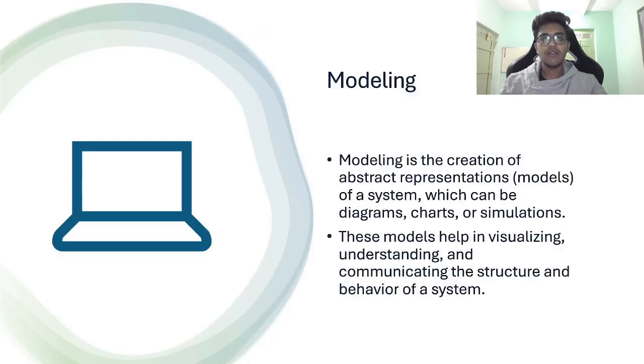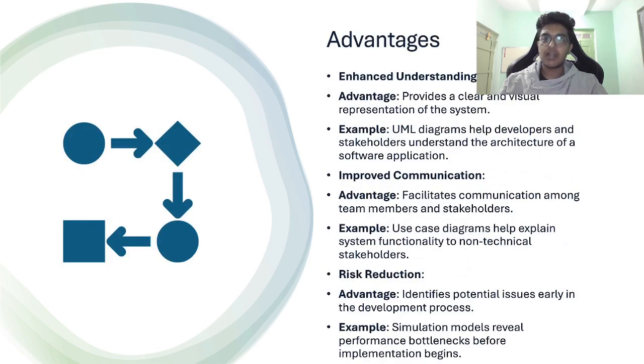So, moving on, we have modeling now. Modeling is the creation of abstract representations, that is, models of a system, which can be diagrams, charts, or even simulations. These models are going to help in visualizing, understanding, and communicating the overall structure and behavior of a system. So, moving on, we have the advantages itself.